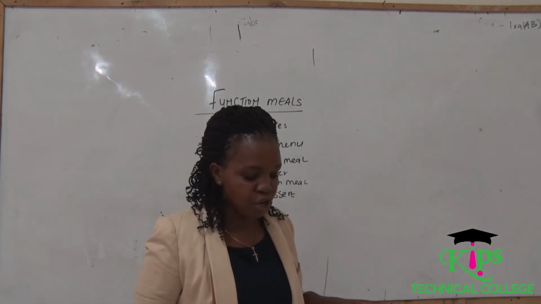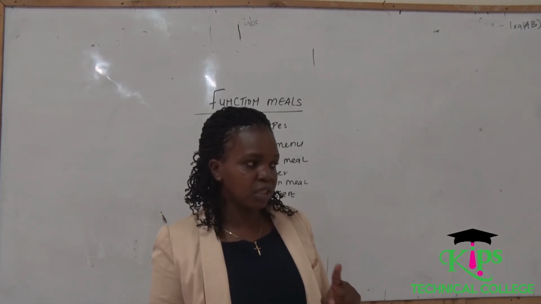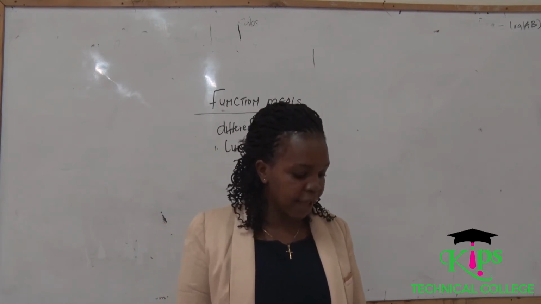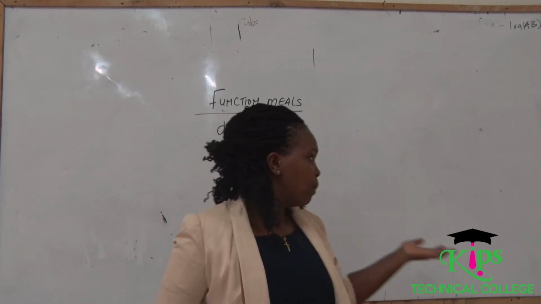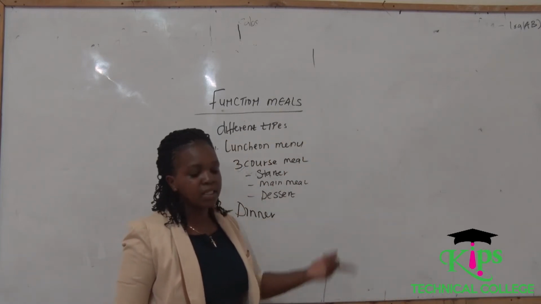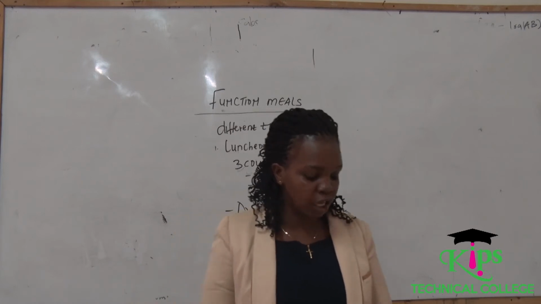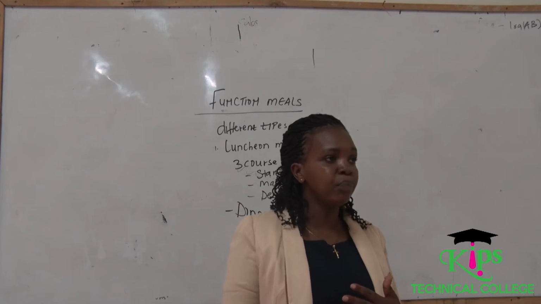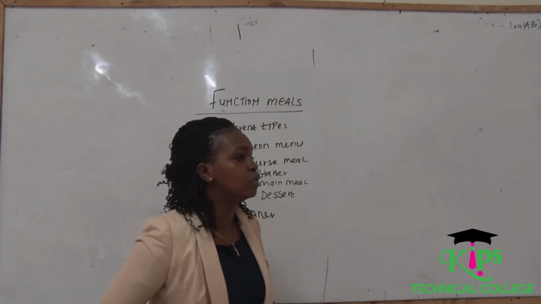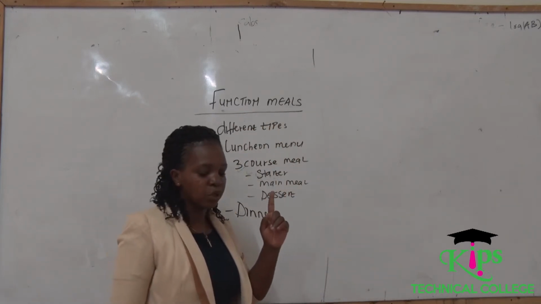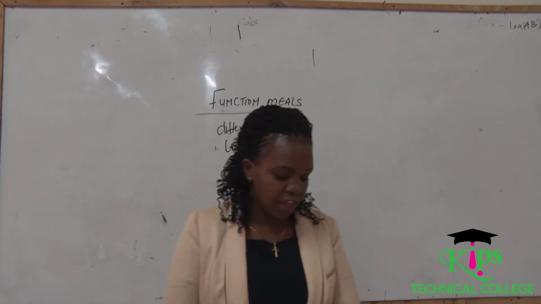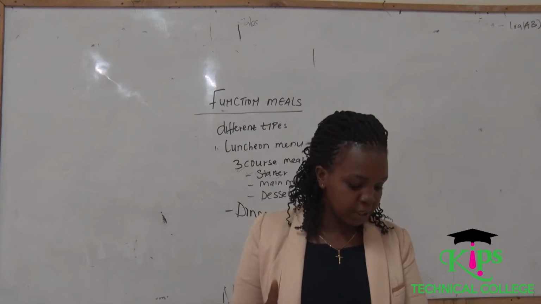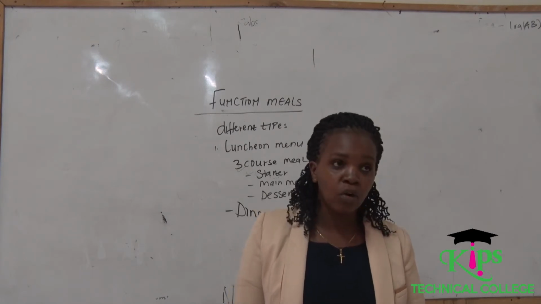When we talk about the table d'hote, it means that the food is prepared at a certain time, it is ready at a certain time. But when we talk about the a la carte, it means that you have to go to the restaurant and order for your food to be cooked. So there is a waiting time for the food to be ready because you have ordered it. But with the table d'hote, you just go sit, then you are served and you pay a fixed price.